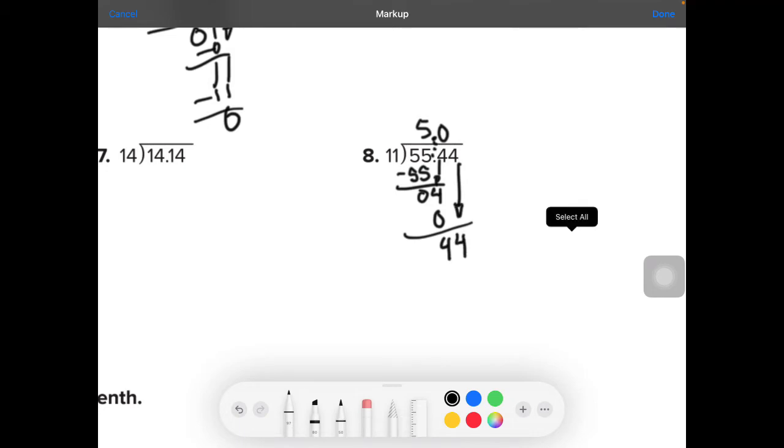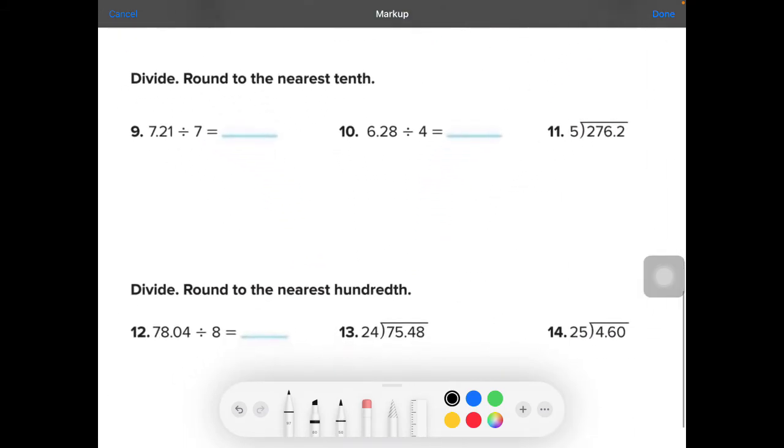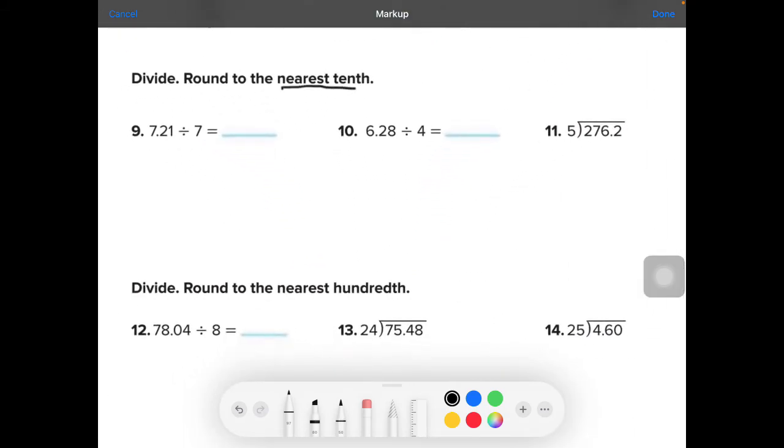Bring down the 4. Let's see if we get anything else better. 44. Will 11 go into 44? Yes, it will go at least 4 times. 4 times 11 is 44. I have no idea why that select all button keeps coming up. I keep touching the screen and it's not going away. Anyway, the answer to 8 is 5.04.